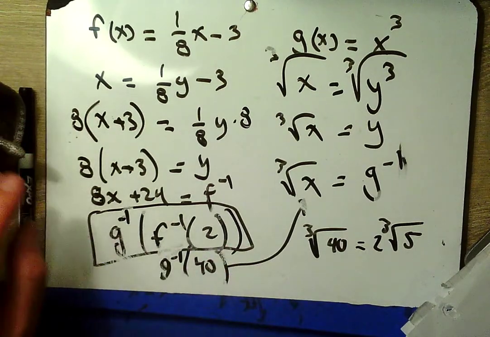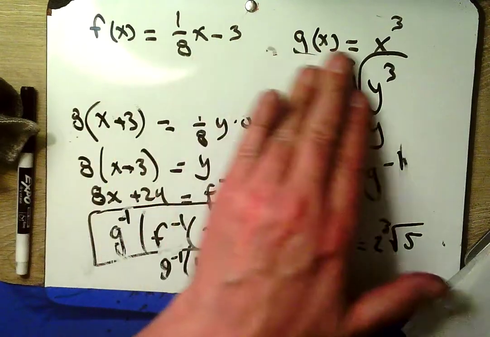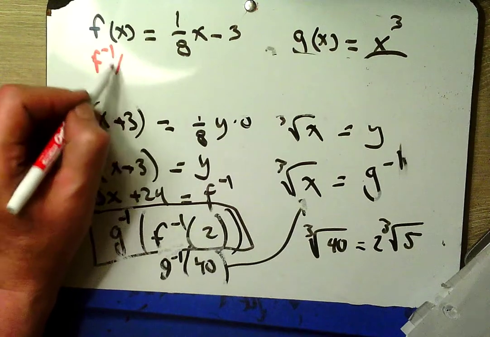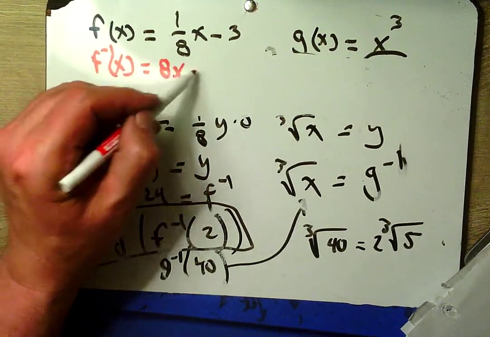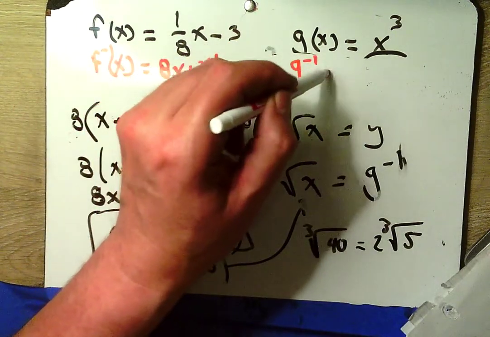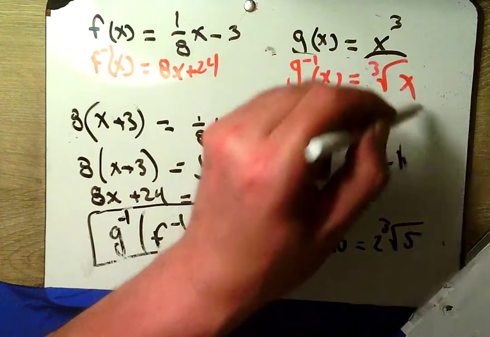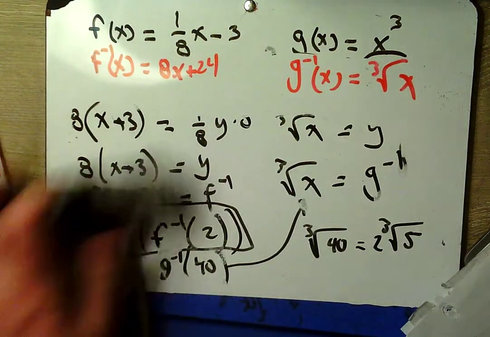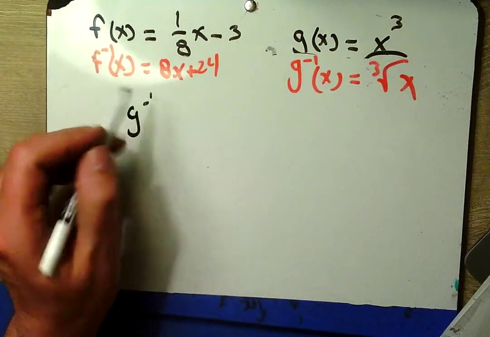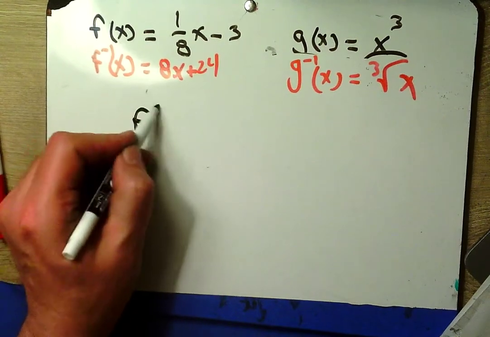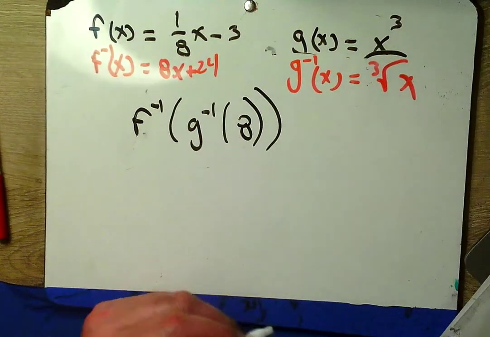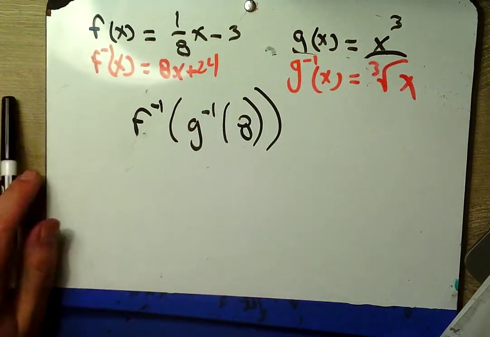Here, though, is one for you. Let's see if I can put this in a place where it won't get lost. We know that f inverse turned out to be 8x plus 24, and g inverse turned out to be cube root of x. Okay? So let's do this one. In fact, you do this one. This is the one for you. No, we did that. I want this one. F inverse of g inverse of 8. Okay? Please evaluate that expression.